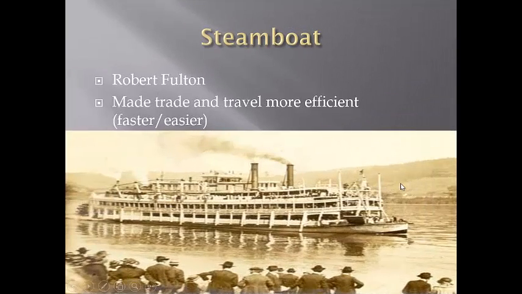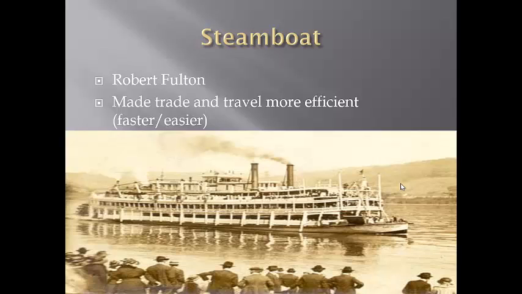Okay. One of the great inventions that sort of makes the Industrial Revolution possible is the steamboat. Okay, it was invented by Robert Fulton in the early 1800s, so it's one of the first inventions at this time. And what it does essentially is it makes it easier to trade and to travel. The word we use for this is efficient. That means better, faster, easier, safer.